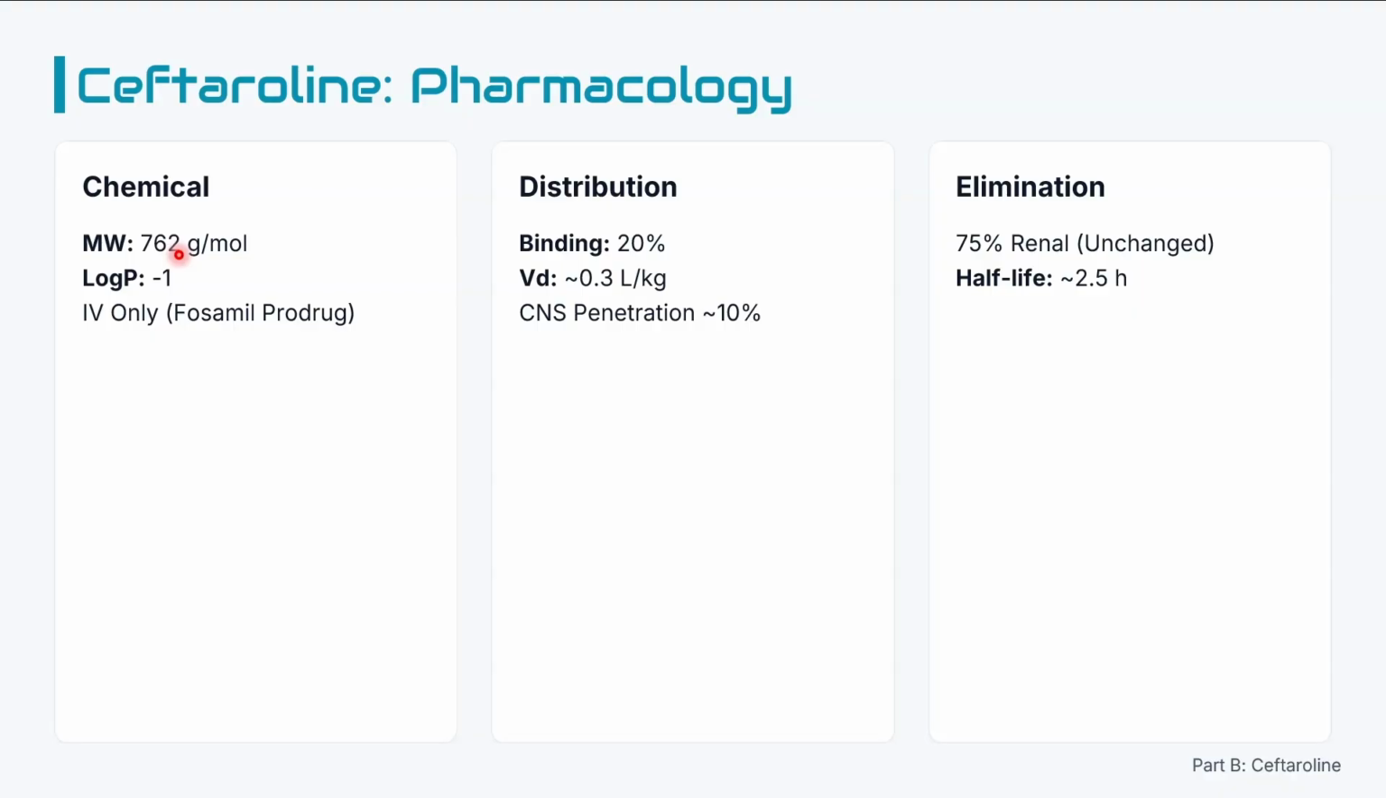Its molecular weight is high compared to cefepime, with 20% protein binding and low volume of distribution. Only 10% is CNS penetration. 75% is excreted unchanged in the urine with a half-life of only 2.5 hours.